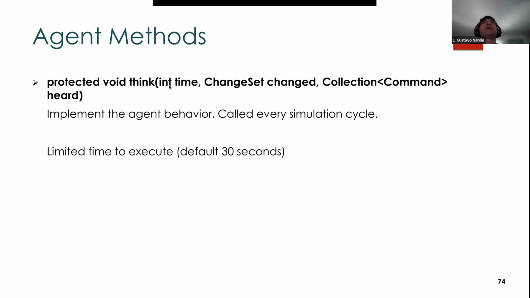It does receive the time, which is the cycle it is in. The change set is all the elements or entities in its range of perception that the simulation sends to the agent. And the heard is a set of commands or communication messages that it heard from the environment. So all the messages other agents sent to this agent are received here.